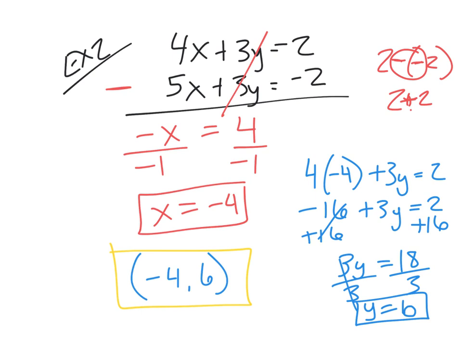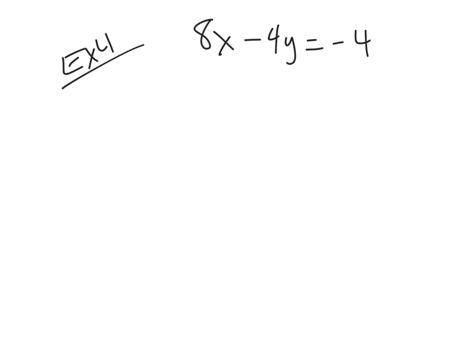Not too bad, right? Yes, no? All right. Let's look at an example. We're getting a little trickier just to make sure you're paying attention. So I have 8x minus 4y equals negative 4, and then 4y equals 3x plus 14. What is my first step here?